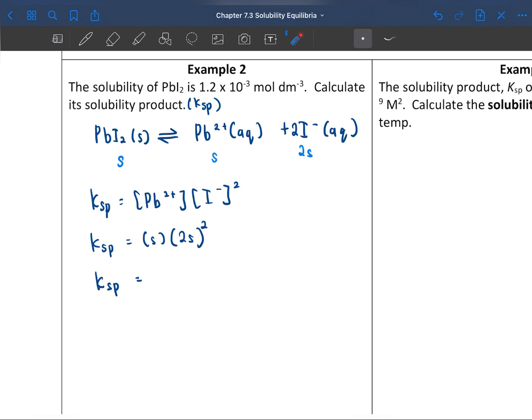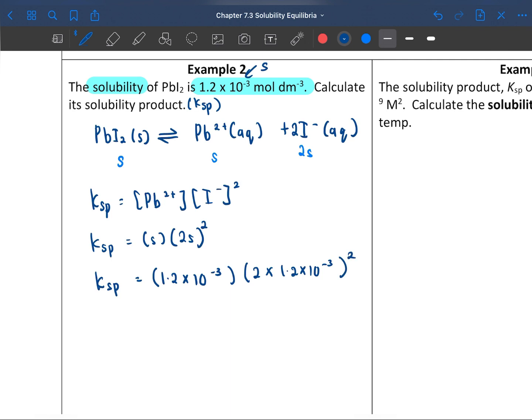So we want to find Ksp, so we need to know what S is. Here the question actually already tells us. Initially it says the solubility of PbI2 is 1.2 exponent negative 3 mole per dm3. So this value is actually the value of S, the solubility. So just substitute 1.2 exponent negative 3 times 2 times 1.2 exponent negative 3 to the power of 2. Square it.